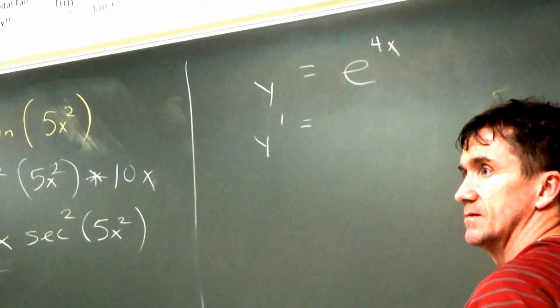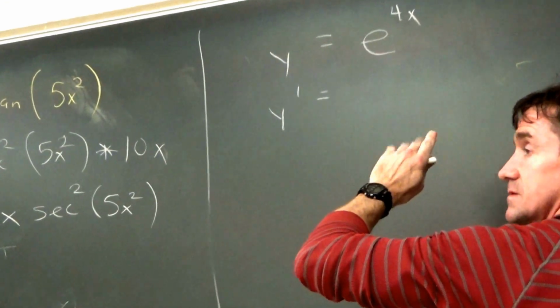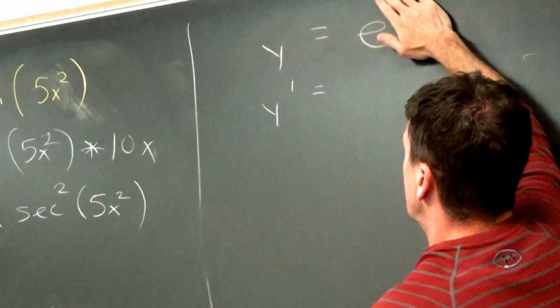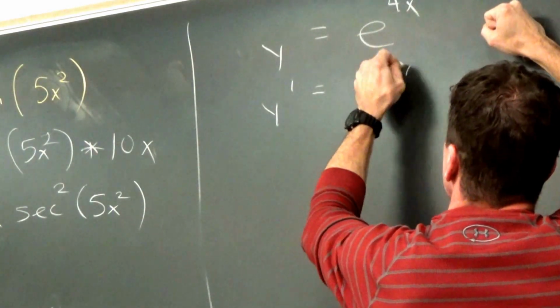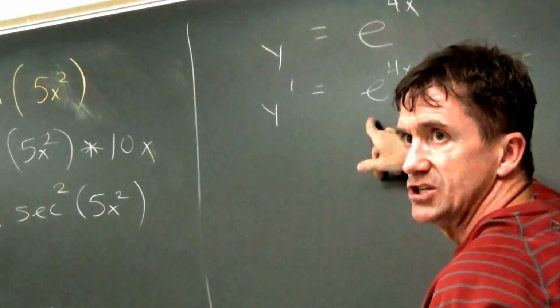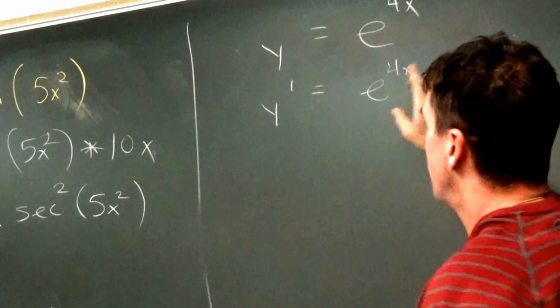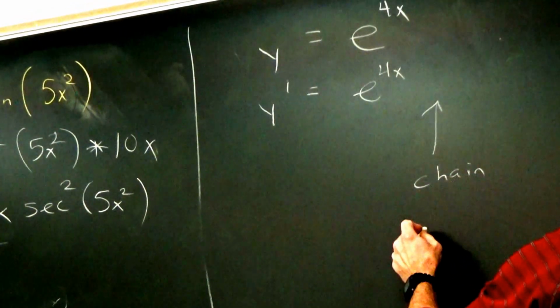If the derivative of e to the x is e to the x, I'm thinking of this as some g there, right? My g is the 4x. So if the derivative of e to a g is e to the g, put my g back. That's the f prime of g part. But what's missing? G prime, the chain.